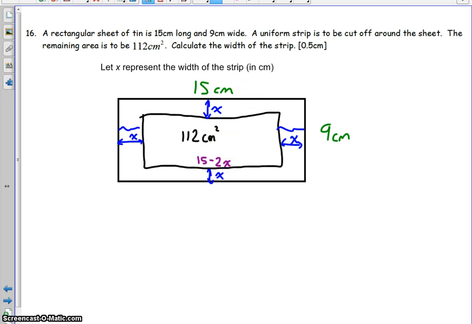Okay, for our width, it's the same idea, except we have 9 centimeters of width. We took off an x from the top and an x from the bottom, so we're going to have 9 minus 2x. Okay, so we know that the area of this inside rectangle is 112, so that means our area, which is 112 square centimeters, is going to be equal to 9 minus 2x times 15 minus 2x.